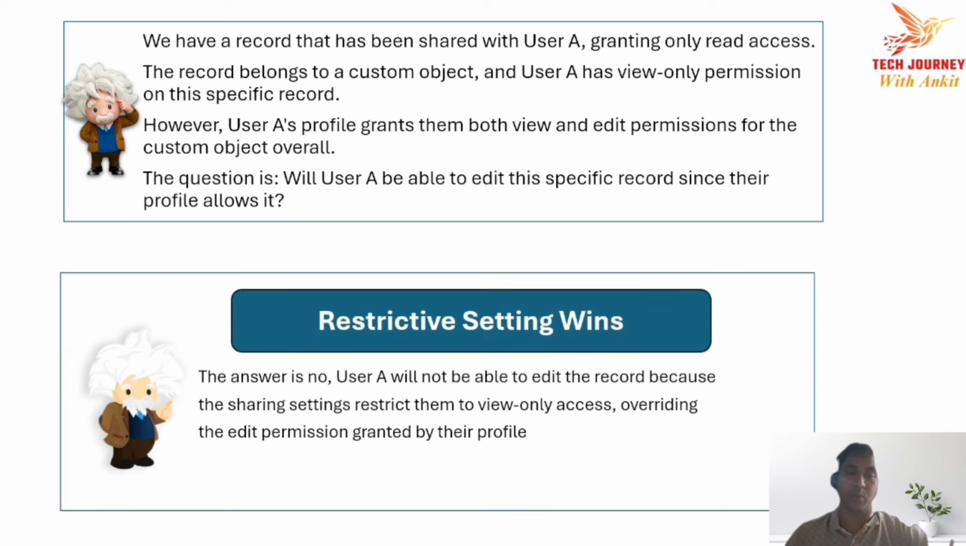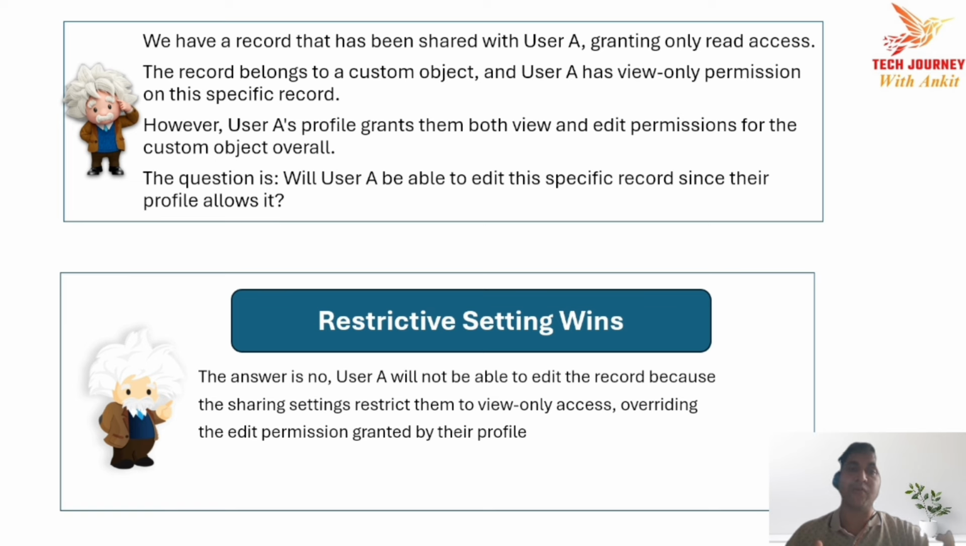So the answer is no. User A will not be able to edit the record because the sharing setting restricts them to view only access. So whenever this type of question is asked, always keep one rule in mind. That is, the restrictive settings will always win. So in this scenario, the restrictive setting here is user A having the view only access from the record level. As this is the restrictive setting, it will always win. That means user A will not be able to edit the record because the sharing setting restricts them.